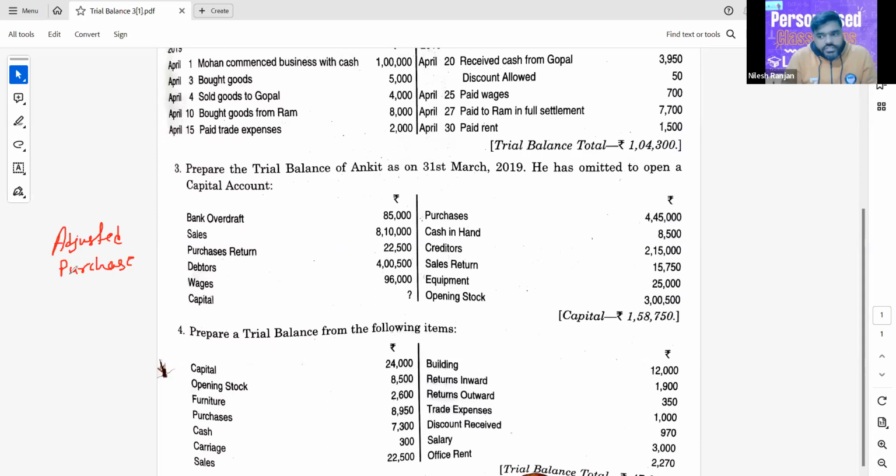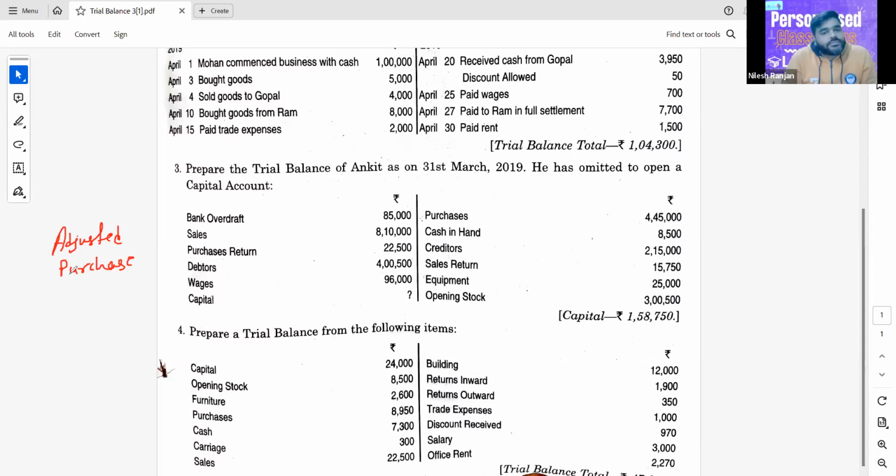Yeah, in adjusted purchase, the formula is opening stock plus purchase. It's like formulas, right? Yes. So I'll have to learn all of this. Yes. So in adjusted purchase, opening stock and purchase are already included. That's why after writing adjusted purchase, we don't have to write opening stock and purchase in the trial balance. But if adjusted purchase is given, then closing stock will be written on the debit side of the trial balance.